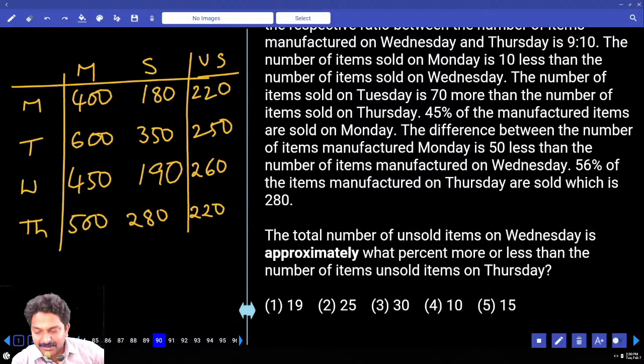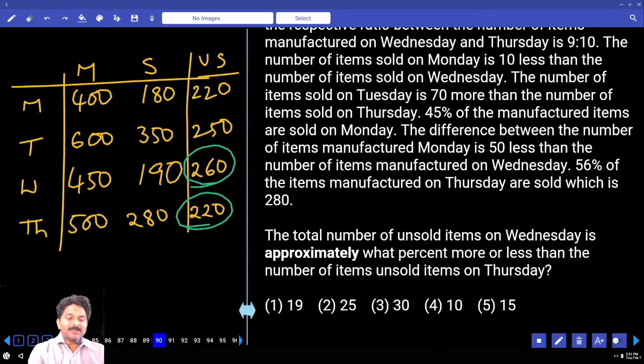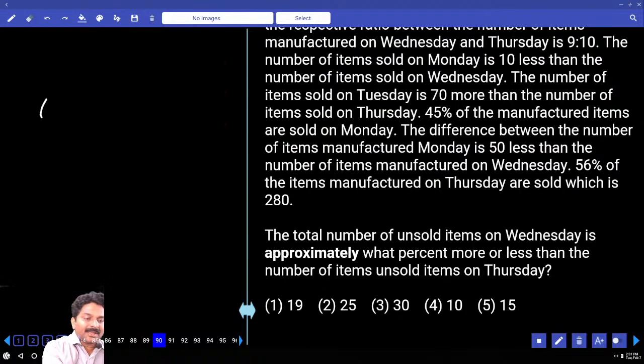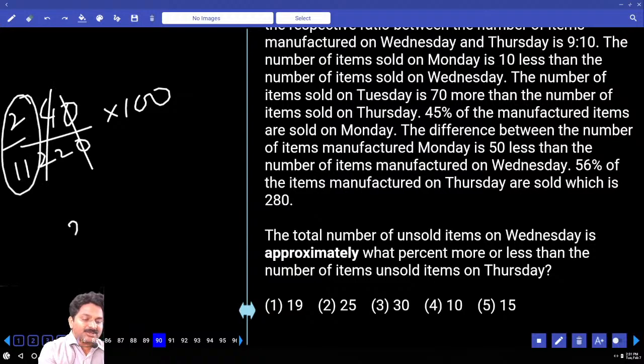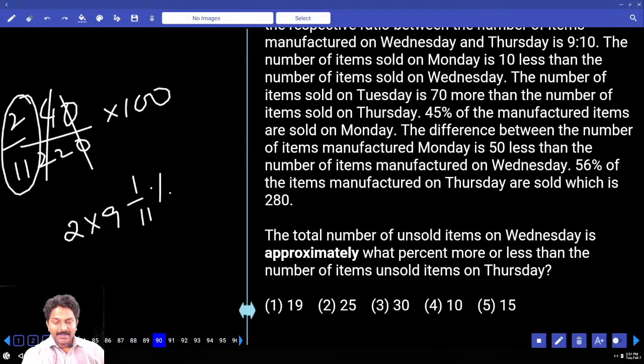The total number of unsold items on Wednesday, 260, is approximately what percent more or less than number of items unsold on Thursday? With respect to Thursday, 220, is 260 more or less? How much more? 40 more. And now we were asked to calculate 40 as a percentage with respect to 220 into 100. 0, 0 cancel. 2 times 2, 11 times. 2 by 11 in the sense 2 into 1 by 11. We already know 1 by 11 is 9, 1 by 11%. Answer 18, 2 by 11%. Approximate 90.